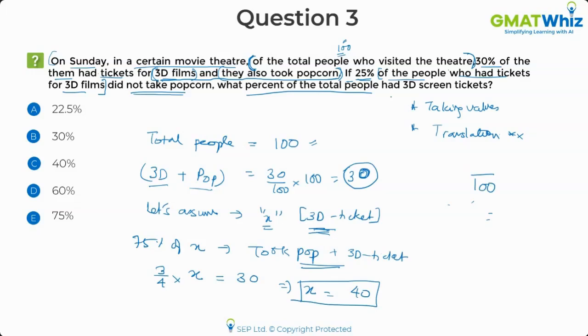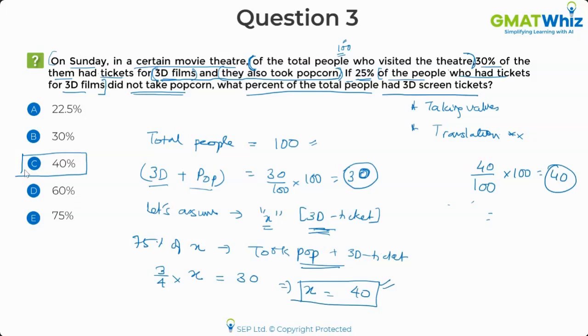Of the total people, what percentage had 3D tickets? How many had 3D tickets? 40 had 3D tickets. So the answer is going to be 40. Correct answer is C. So notice, guys, what is important is for you to be able to translate it properly.